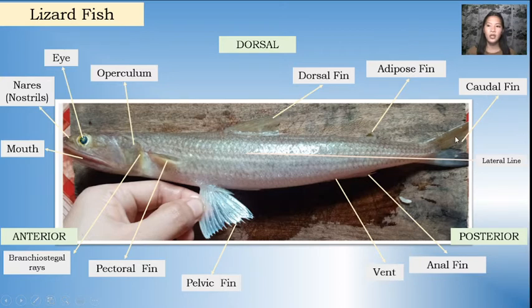So, si caudal fin, ito, ang kanyang lateral line. Yan. Ang anal fin, ito, ang vent, yan. Si pelvic fin, si pectoral fin, branchiostegal rays, mouth. So, yan. So, si operculum, ito yung nagko-cover ng gills or hasang.